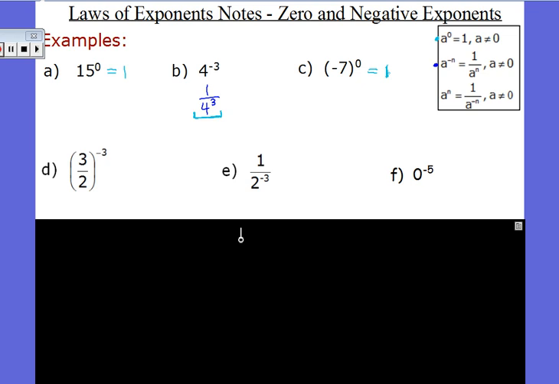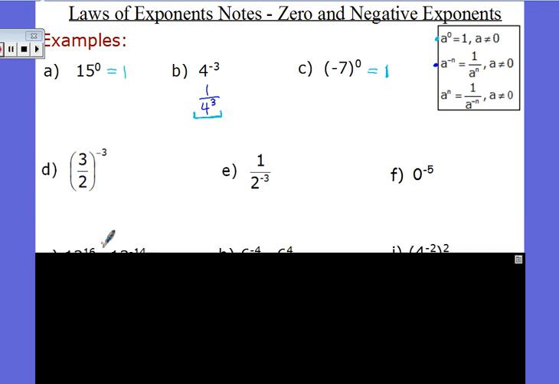So we're using the raising a quotient to a power property to start with. So this negative 3 has to go both to the 3 and the 2. So we're going to rewrite this as 3 to the negative 3 over 2 to the negative 2. And then we're going to go ahead and use the reciprocal property. So a to the negative n using negative exponents.